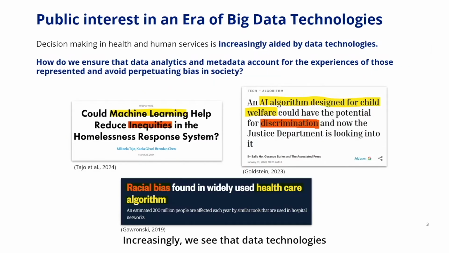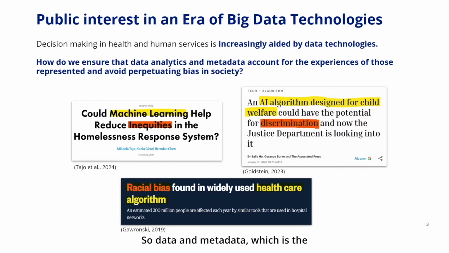Increasingly, we see that data technologies such as algorithms are used to aid in decision-making within the health and human service sector. These technologies are used to make important decisions such as who is prioritized for homeless services, what calls are screened in for child welfare investigations, decisions in healthcare, the criminal justice system, and others. In the headlines shown here, we see that these data technologies have a potential for good, sometimes, but also a potential for perpetuating discrimination bias.